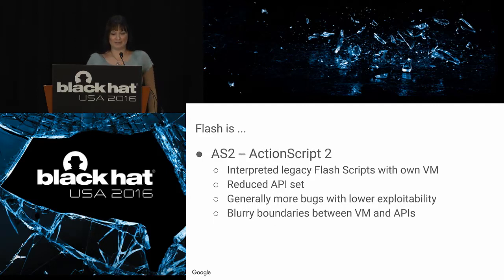So to start off, what is Flash? There's 3 main components. The first one is AS2, the ActionScript 2 VM. This is the original Flash VM, the very first thing in Flash that executed bytecode and script. It's basically a big while loop with not a clear boundary between the VM and APIs, and it has a reduced API set because it was eventually replaced with ActionScript 3, so it only has the original features that were in Flash. And I would say it generally has more bugs with lower exploitability than ActionScript 3.